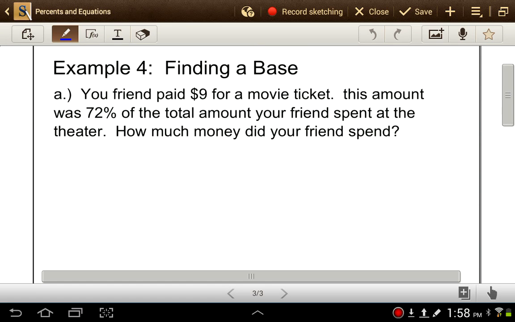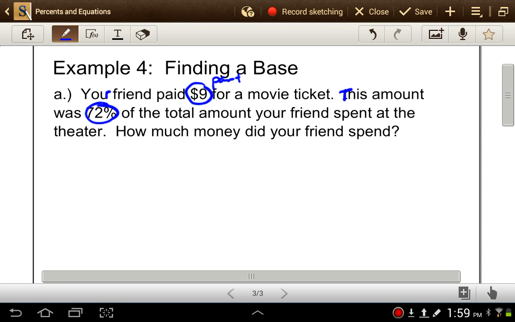In example 4, we're going to be finding a base. So what is that base amount that we're working with? Your friend paid $9 for a movie ticket. This amount was 72% of the total amount your friend spent at the theater. How much money did your friend spend? So now we're going to be finding the base. The amount that they spent on the movie ticket is only part of the money that they spent all day. That's not all of the money they spent, that's only part. So that's our part, and the percent is always easy to find. It's got the percent symbol next to it.